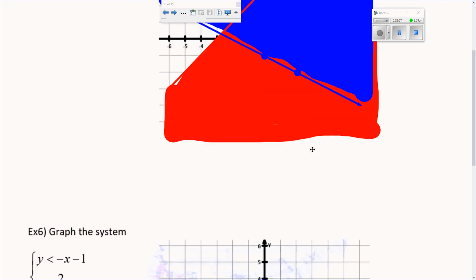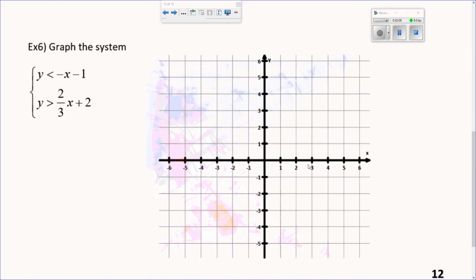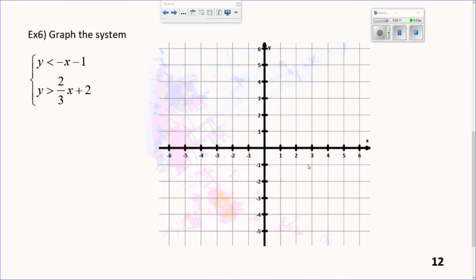Let's try another one. So I have y is less than negative x minus 1 and y is greater than 2/3 x plus 2. So let's start with the first one. What's the y-intercept? That's negative 1, so we're going to start there. What's the slope? The slope is negative 1, so go down 1 over 1.